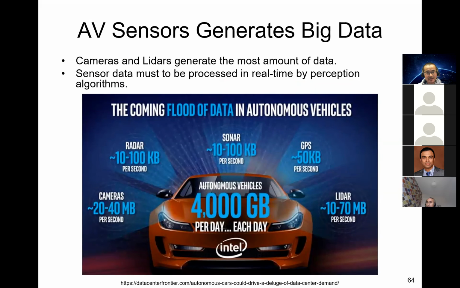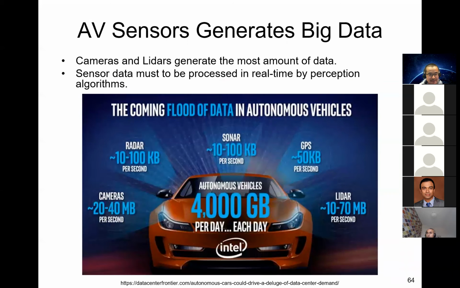So AV sensors generate big data. Cameras and Lidars generate the most amount of data. They are high bandwidth sensors. The other sensors are relatively low bandwidth. For example, radar is a few tens to 100 kilobytes per second. Sonar and GPS are about 50 kilobytes per second. But cameras and Lidars, especially if you have high resolution sensors, can generate lots of data. So they must be processed in real time by the perception algorithms.